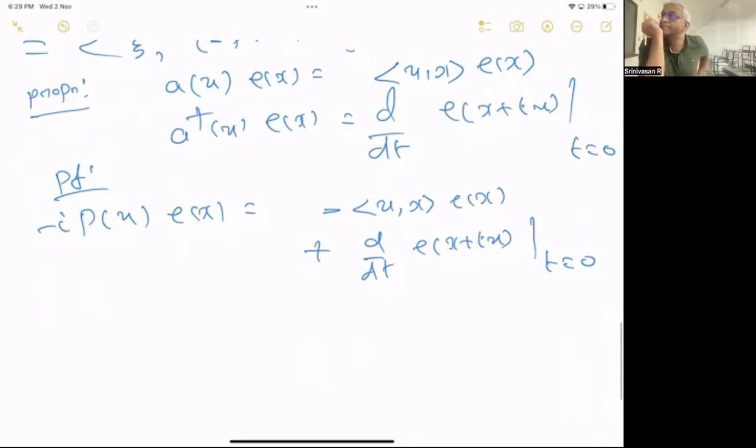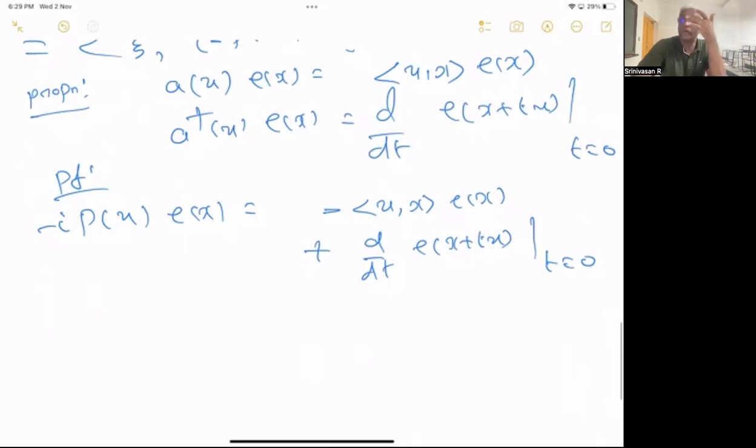Whatever I have written, that statement implies T of E(x) is in the domain of P(u), and P(u) T E(x) equals T P(u) E(x). I mean, P(u) and T commute when you apply them on E(x). But creation and annihilation operators are a linear combination of P(u). So that implies T of A(u) E(x) equals A(u) T E(x). This means T of E(x) is in the domain of the creation and annihilation operators, and this is true. And T of A dagger(u) E(x) equals A dagger(u) T of E(x).